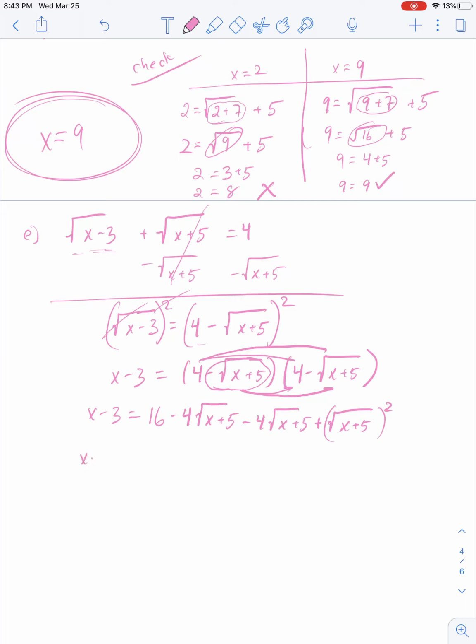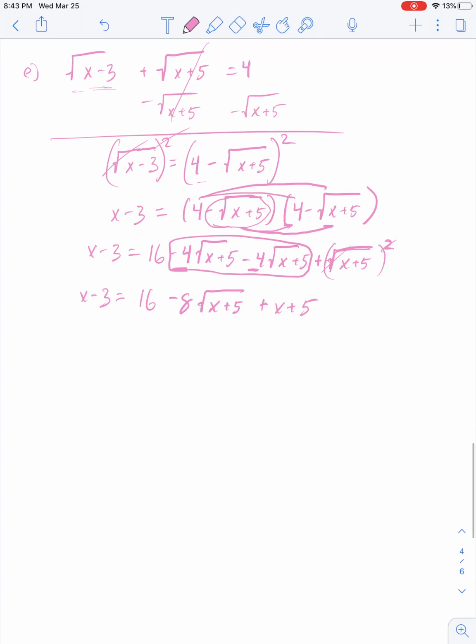All right, so let's take a look. We bring down our x minus 3, bring down our 16. We can combine these. They're like terms. Minus 4 is a minus 8 square root of x plus 5. All right, plus now here we see the fact that we got this square root and this power of 2. They cancel, so now we're left with just x plus 5.